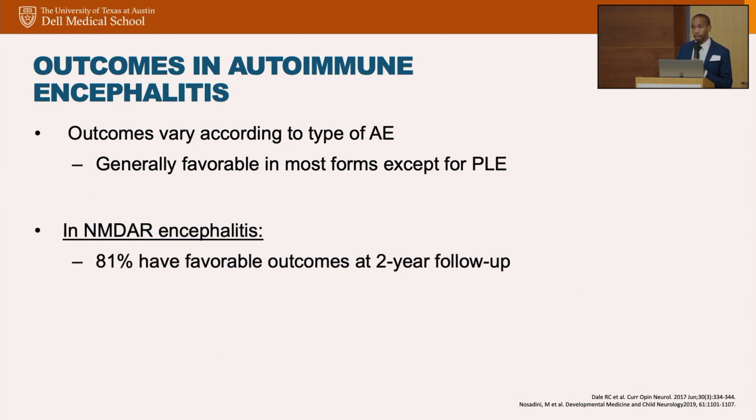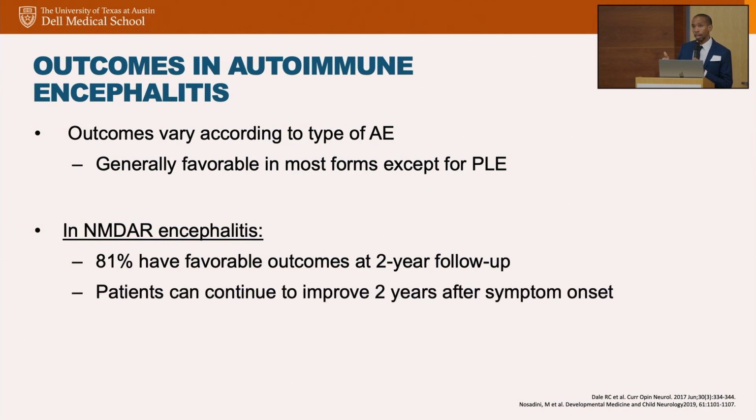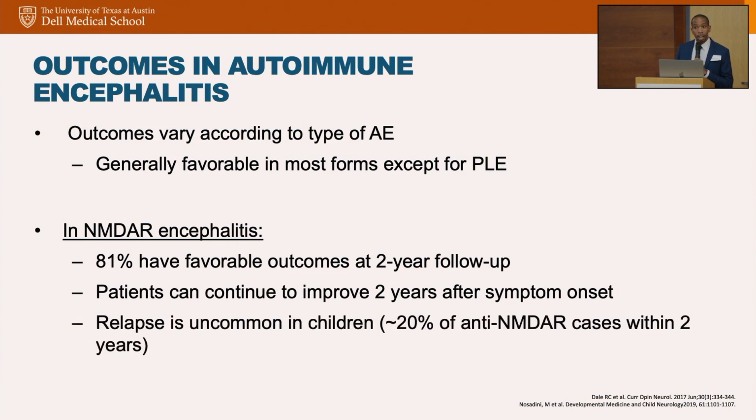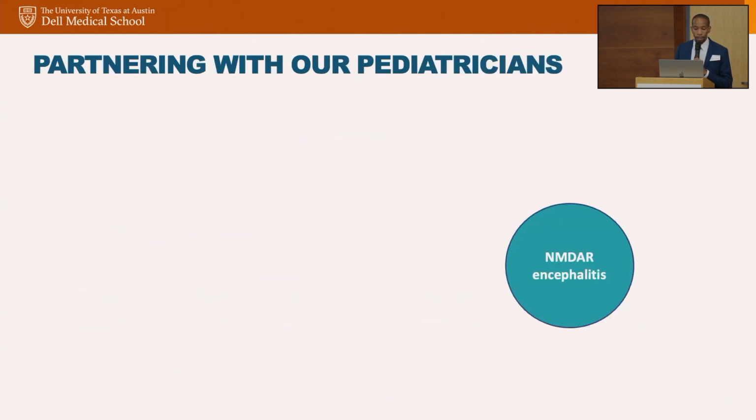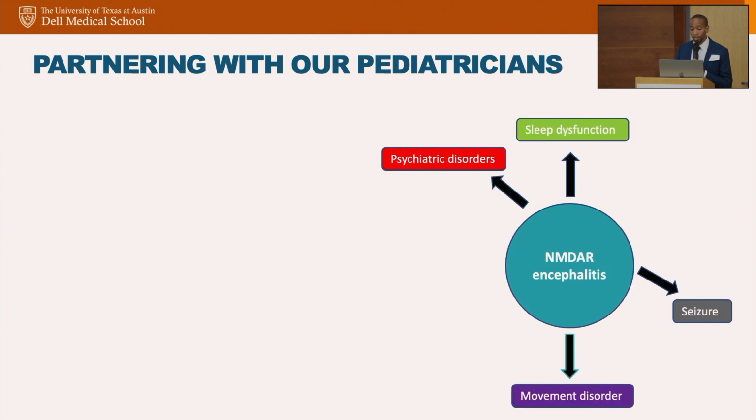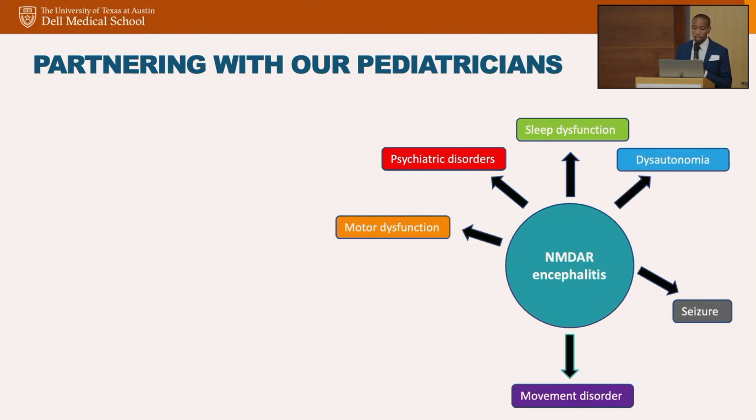Usually about 80% will have near full recovery, and sometimes these kids can even continue to improve after 2 years. Relapse is uncommon, but can occur in up to 25% of patients, and there is a 5% mortality rate. With these very complex kids with NMDA, they may have psychiatric disorder, sleep dysfunction, seizure, movement disorder, motor dysfunction, dysautonomia. And so it's really important that we partner with pediatricians to help with their care.